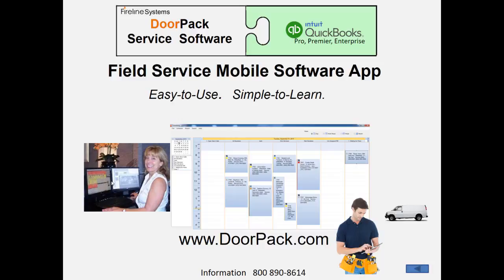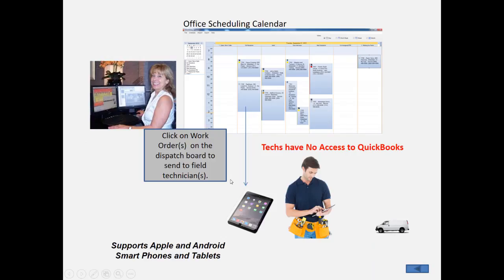Using the mobile software is very simple. Whoever in the office is doing the scheduling, and of course it can be multiple people, those work orders are physically created and put onto the dispatch board into the proper column for that service technician. When sending the mobile directly out to the tech, all the dispatcher needs to do is click on the work order and it will be pushed out electronically to the device that the service tech has in the field. Those devices can either be Apple devices or Android devices with either phones or tablets. The techs have no access to your QuickBooks in the office.